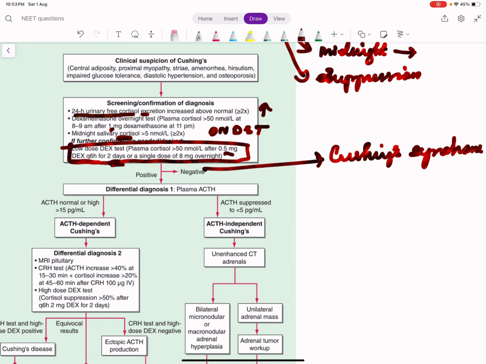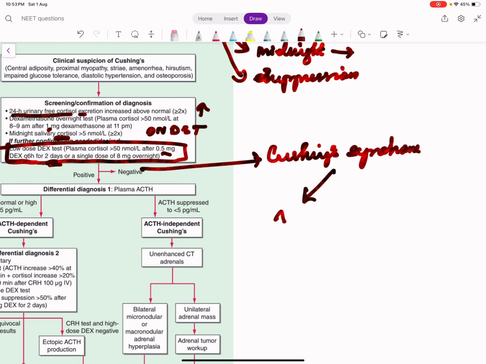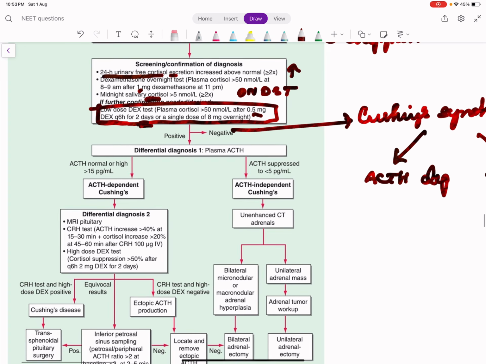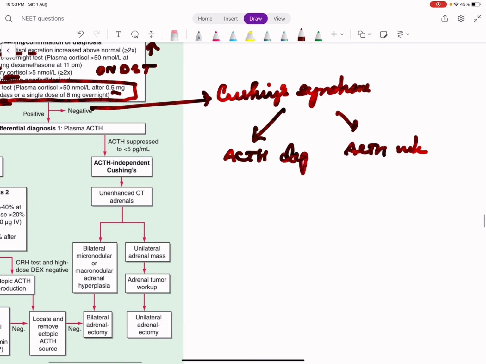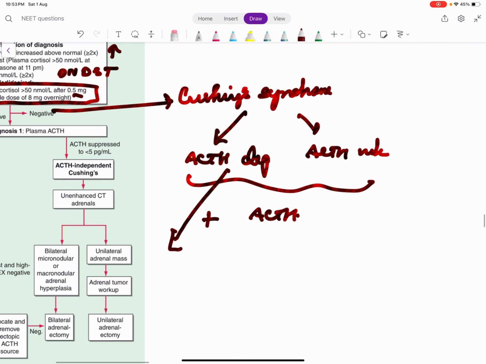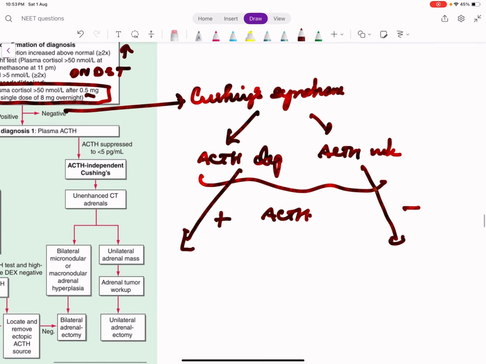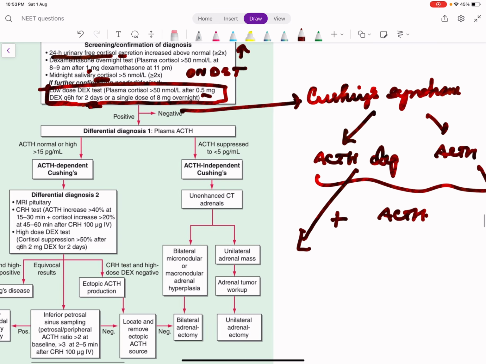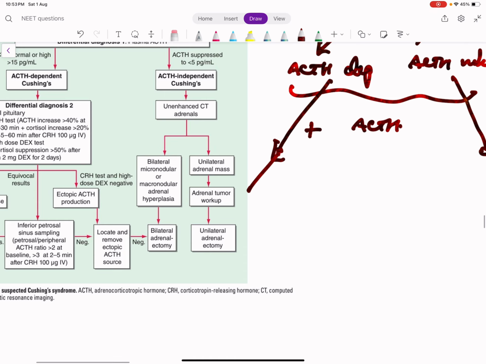So now our aim is to find out whether it is ACTH dependent or ACTH independent. How will you differentiate that? By seeing ACTH levels. Very simple. If ACTH is high, it is ACTH dependent Cushing's. If ACTH is normal, it is ACTH independent Cushing's. Now I told you ACTH dependent Cushing's had 2 reasons. Either it could be a pituitary adenoma or it is ectopic.